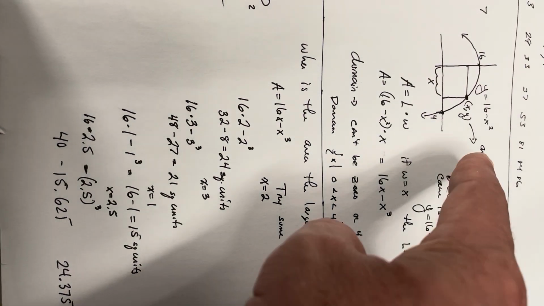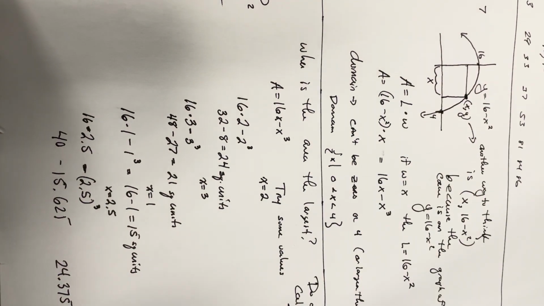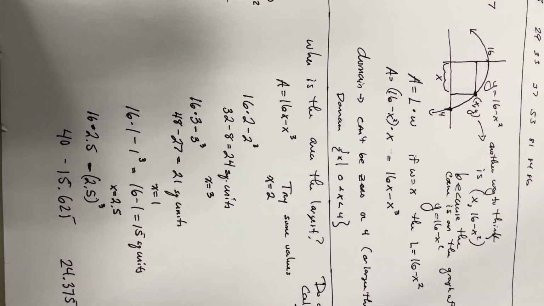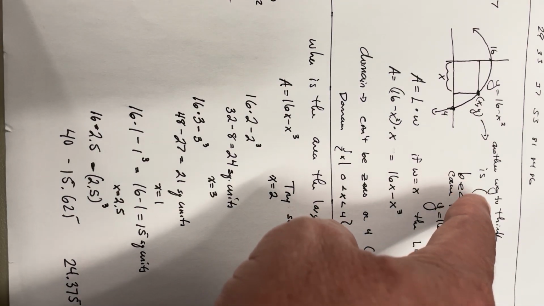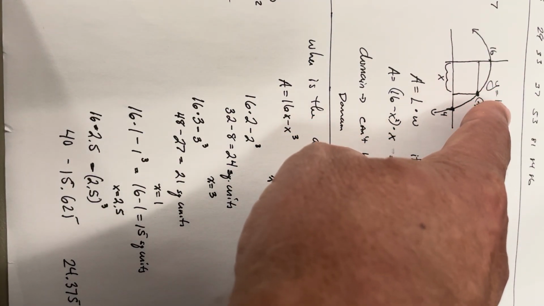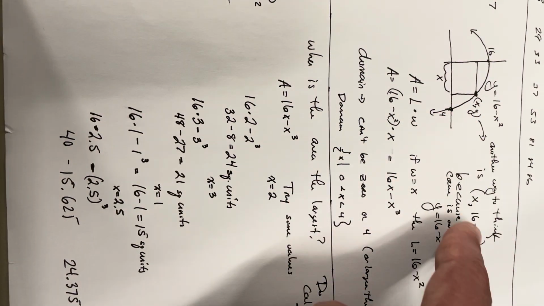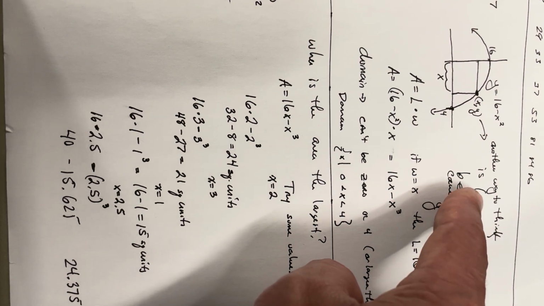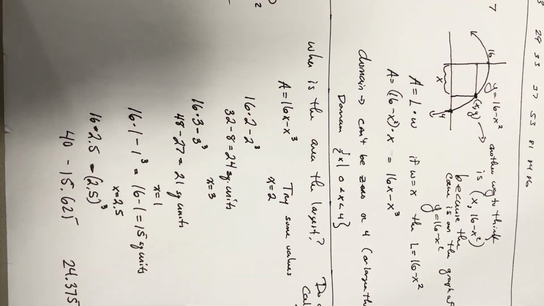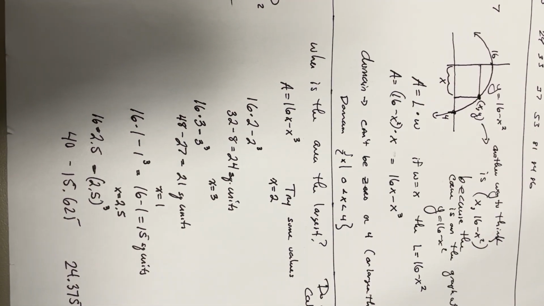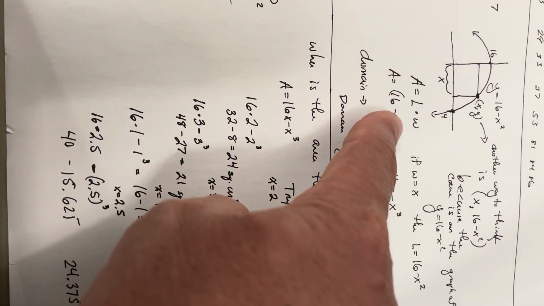So the first thing we need to think about is this ordered pair that's on the graph, and it's the edge of the rectangle. It has coordinates x, and then you know that the y is equal to 16 minus x squared. So whatever your x value is, you plug it into this expression, and you end up getting your y value.